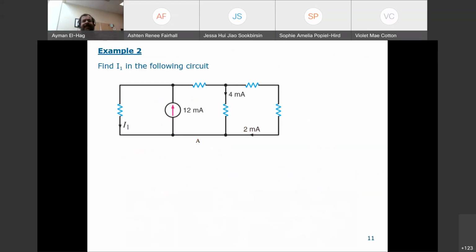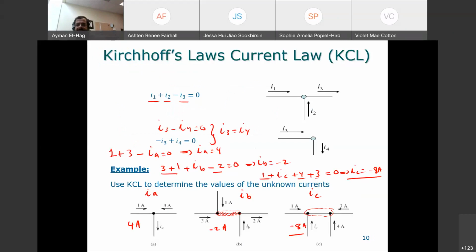Now let's put things into the perspective of a circuit. Now let's put everything into a circuit. And here it says find I1. Could you please go back? Okay, I will go back. Let me see if you guys have any question here. Okay, Ali, do you have any question? Okay, no problem.